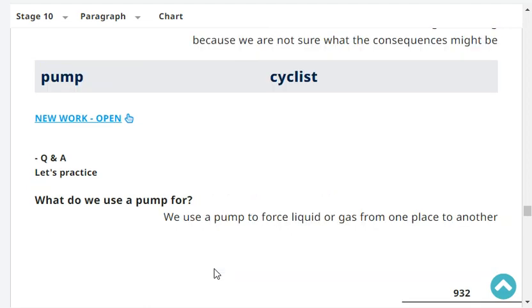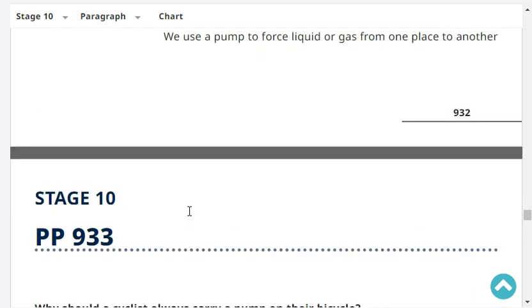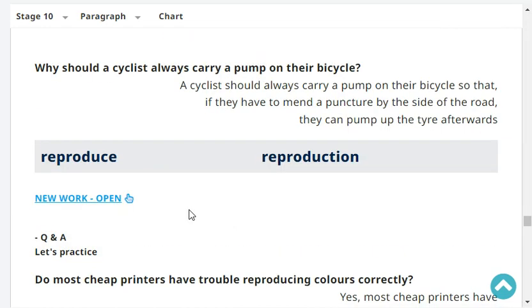What do we use a pump for? We use a pump to force liquid or gas from one place to another. Very good.